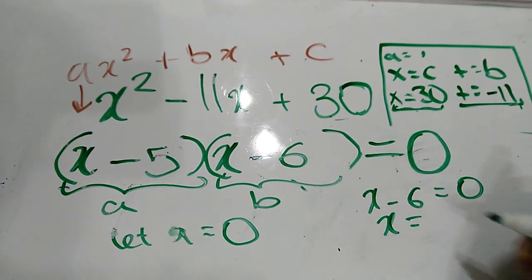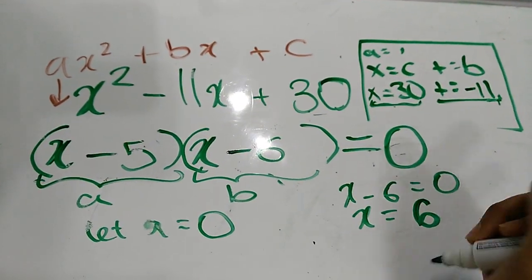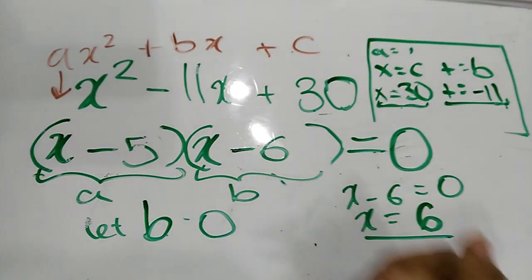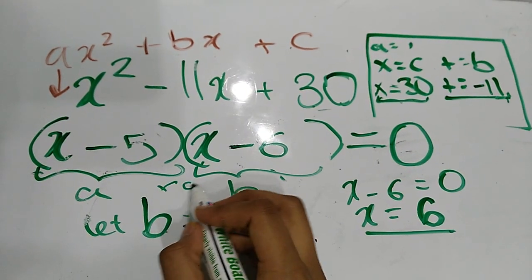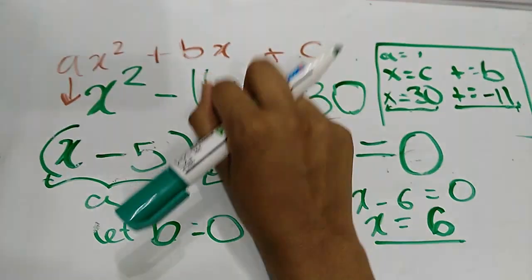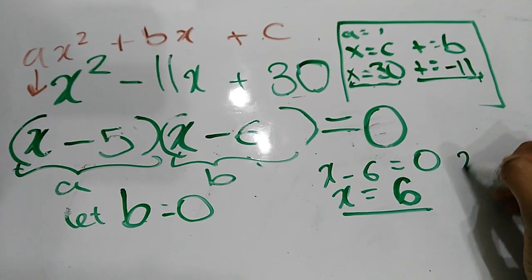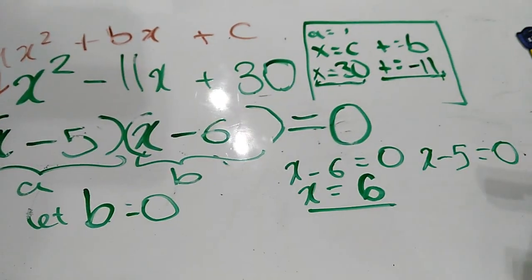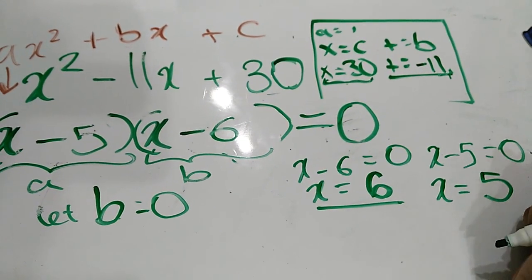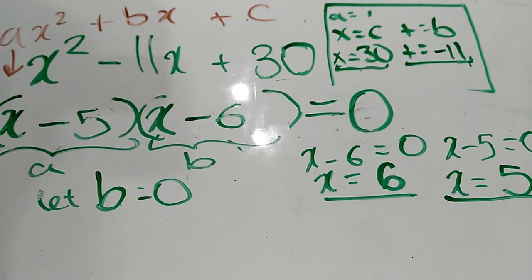And therefore x has to be, carry the -6 to the other side, so I change the sign, and it becomes +6. So x is equal to 6. That's my first answer. Now I let b equal 0, because a times 0, where b is 0, also gives me 0. So I cover up b. So x minus 5 gives me 0. x minus 5 is equal to 0. So x must be equal to 5. Carry the -5 over, it becomes positive. So those are my two answers, x equals 6 and x equals 5.